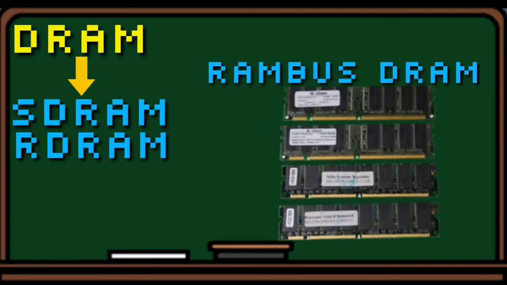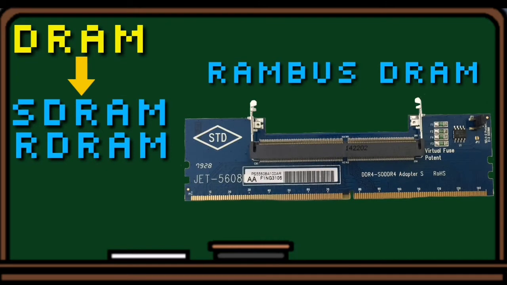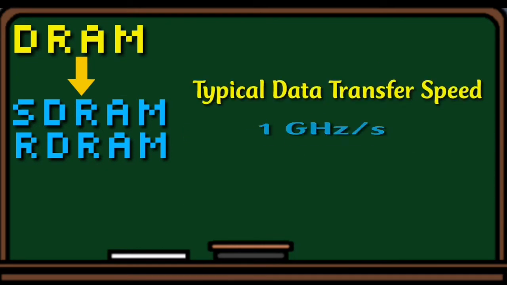RDRAM, or Rambus DRAM, takes its name after the company that made it, Rambus. It was popular in the early 2000s and was mainly used for video game devices and graphics cards, with transfer speeds up to 1 GHz.